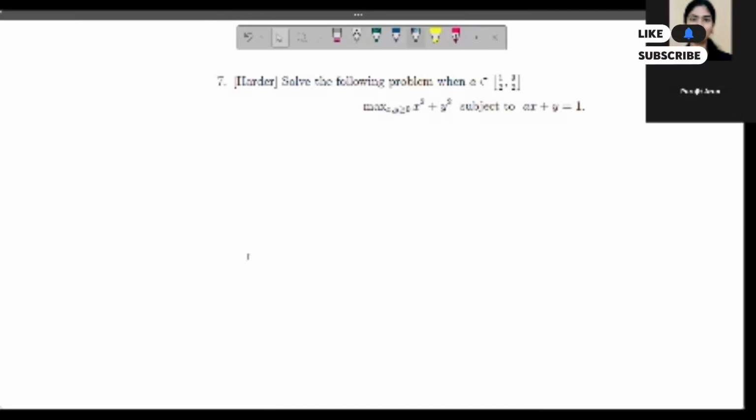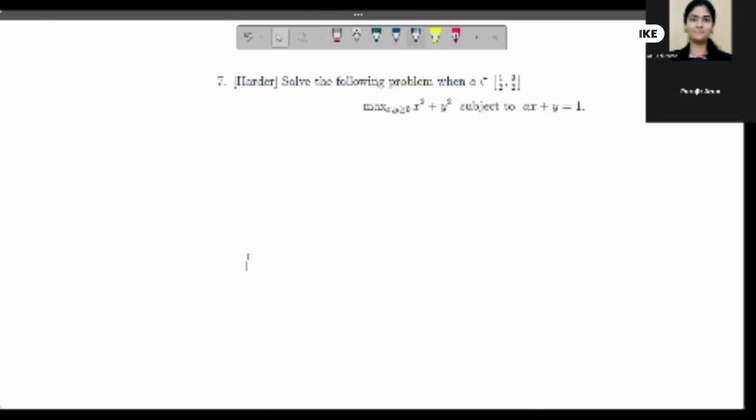Solve the following problem when a belongs to 1 upon 2, 3 upon 2, and max of x and y greater than or equal to 0. X square plus y square subject to ax plus y equals 1.